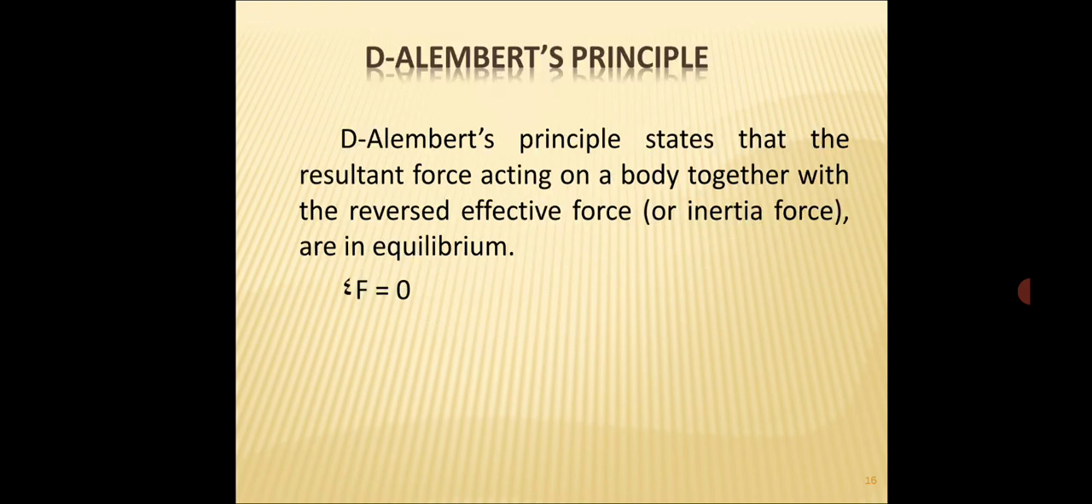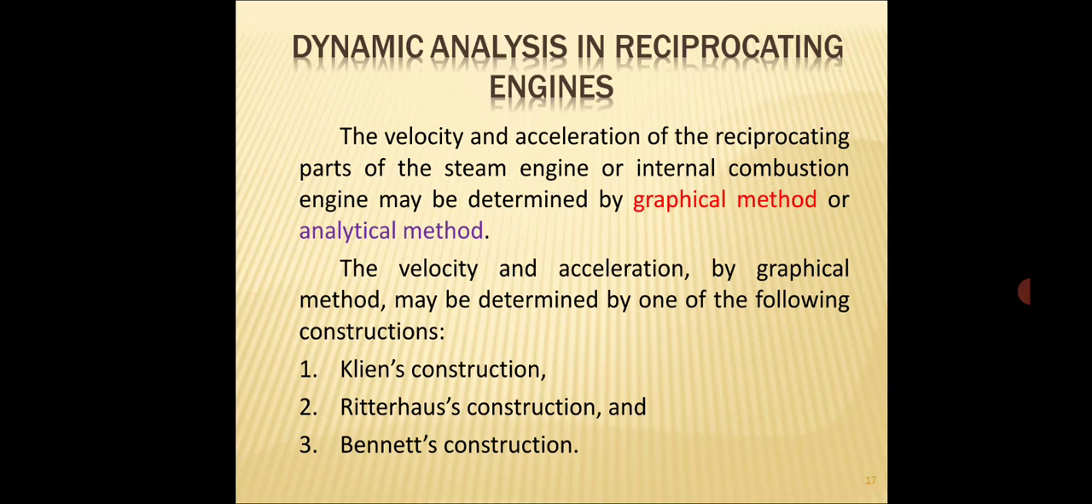The next one is D'Alembert's principle. D'Alembert's principle states that the resultant force acting on the body together with the reversed effective force, that is the inertia force, are in equilibrium, so the summation of forces is equal to 0. What D'Alembert said is that the resultant force acting on the body gets reversed effective force, that is, the inertia force has been reversed, so that it is in equilibrium. So this is D'Alembert's principle.